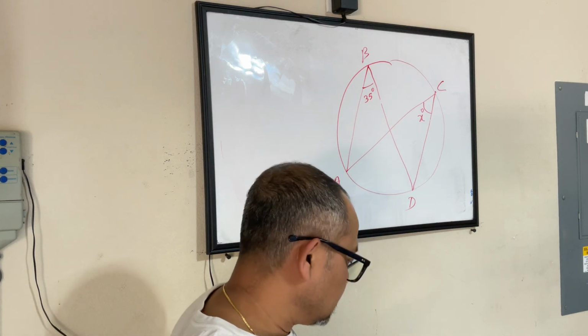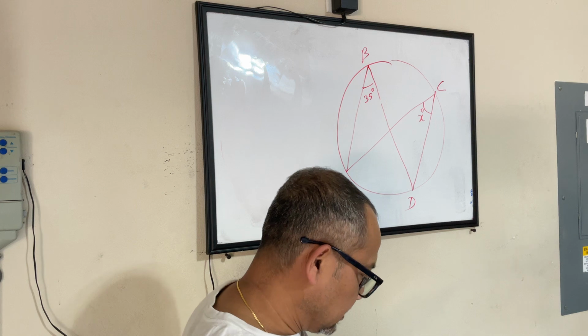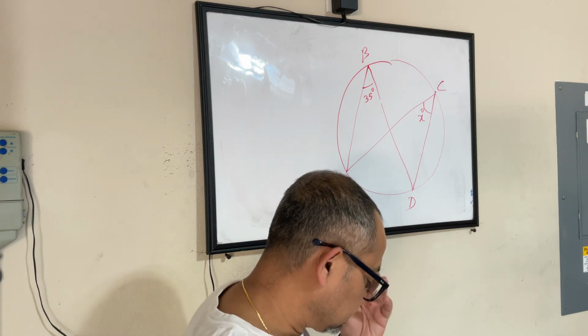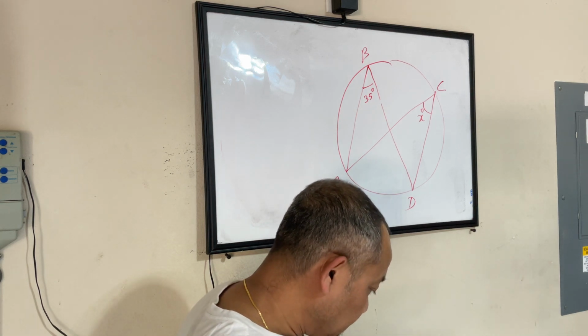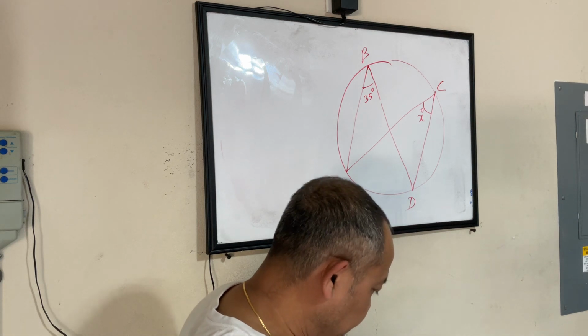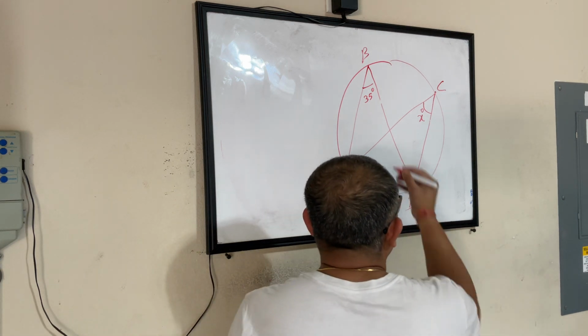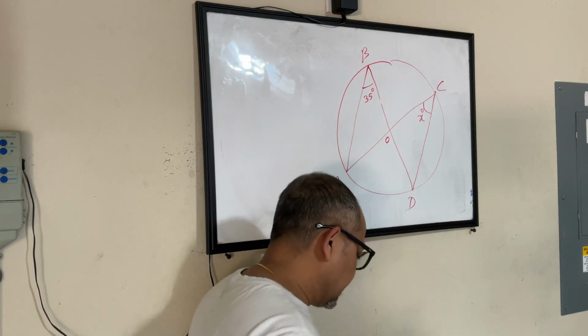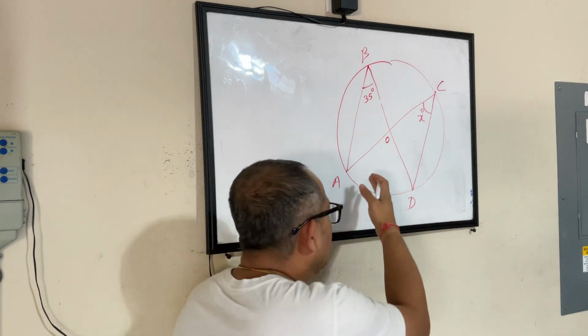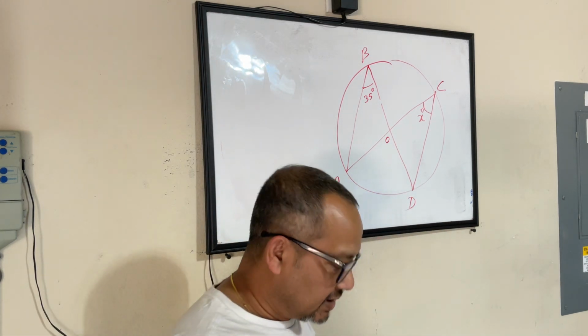Did I say anything about it? I did not say anything about it. Okay, so there's no specific point there. Yeah, I should have mentioned that this point where these two are meeting, this is the center. That's one thing I missed. I did not even write O.